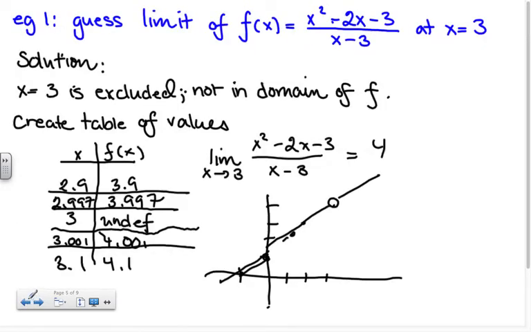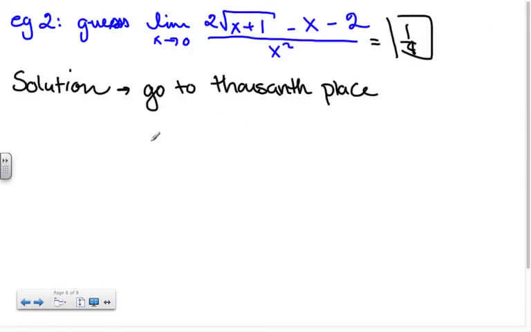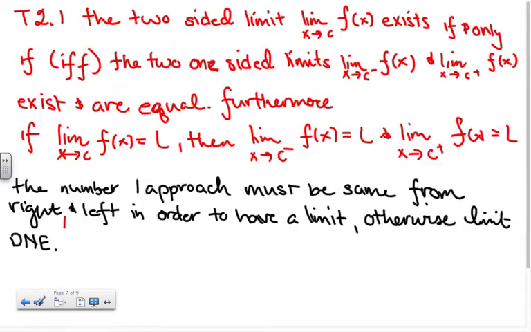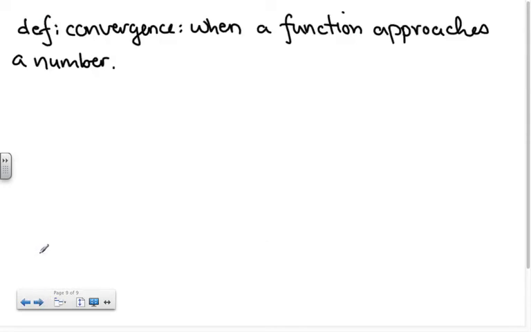So in example 1, it can be said that f converges to 4. In example 2, you could say that f converges to a quarter. Okay. So it works like that. So convergence is when you approach a number. It's very, very important.